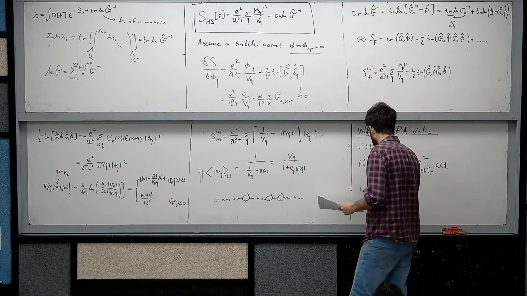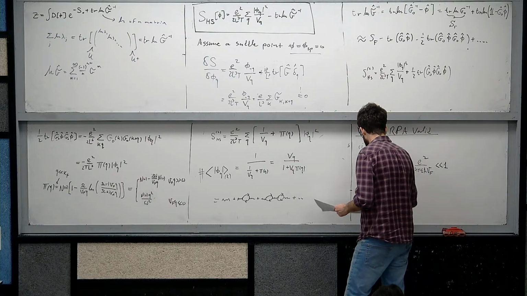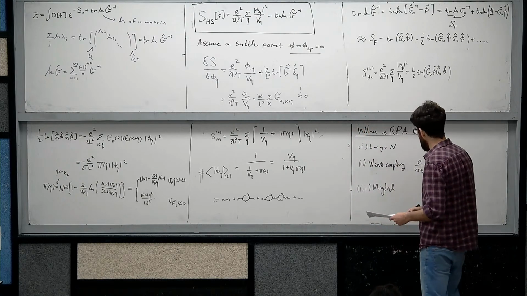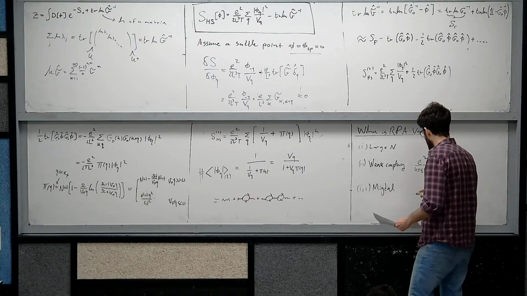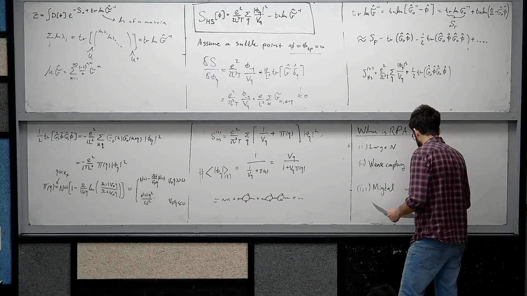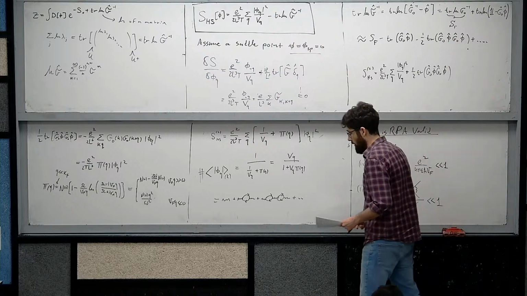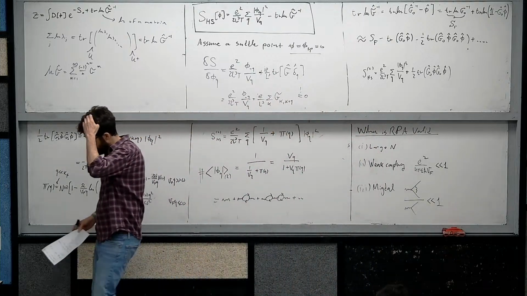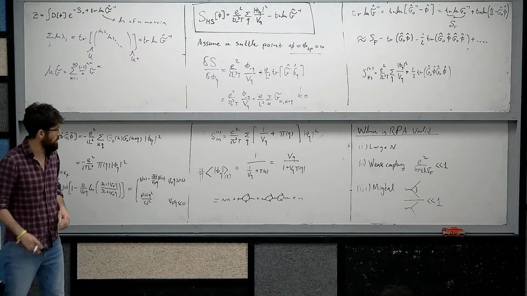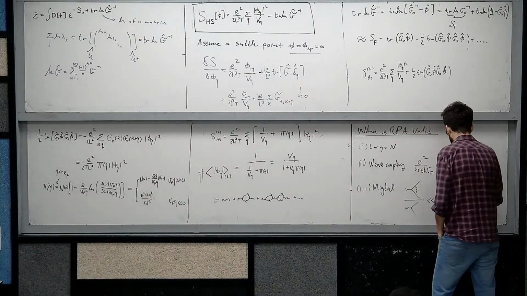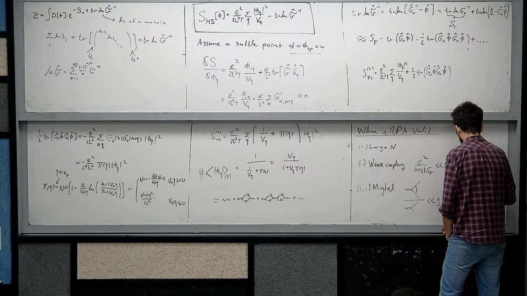And then the last thing is Migdal. So Migdal says that sometimes you'll find that the vertex correction is much, much smaller than the original vertex. That typically happens when the boson is slow. Slow bosons, like phonons.